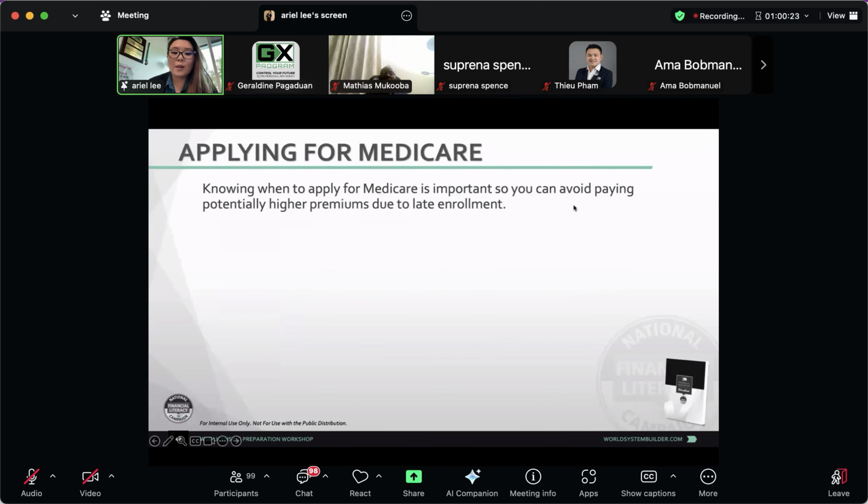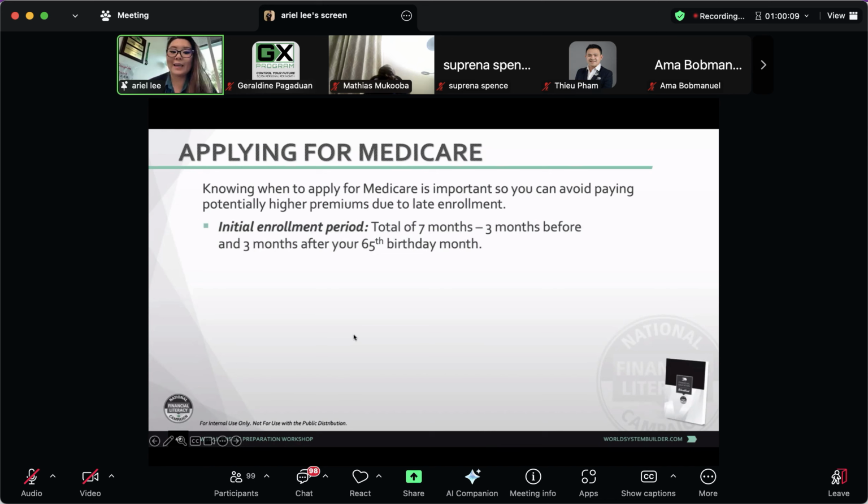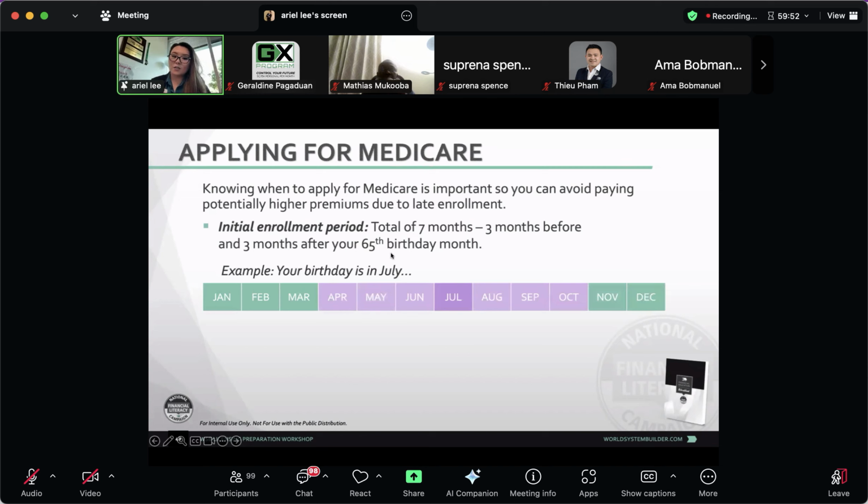Now, when you're applying for Medicare, you need to know when to apply. Otherwise, you will be charged for late enrollment. The initial enrollment period for Medicare is a total of 7 months. It's 3 months before and 3 months after your 65th birthday. Let's say your birthday is in July, so 3 months before, starting in April, all the way till October, that's your enrollment period.